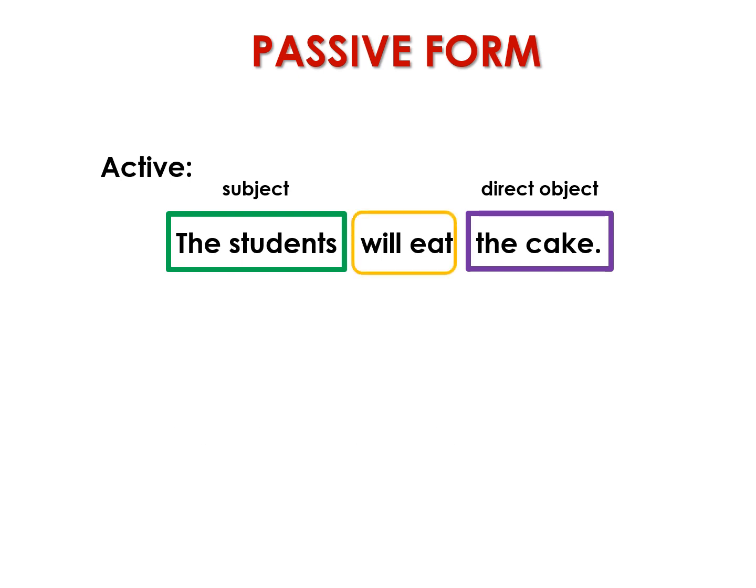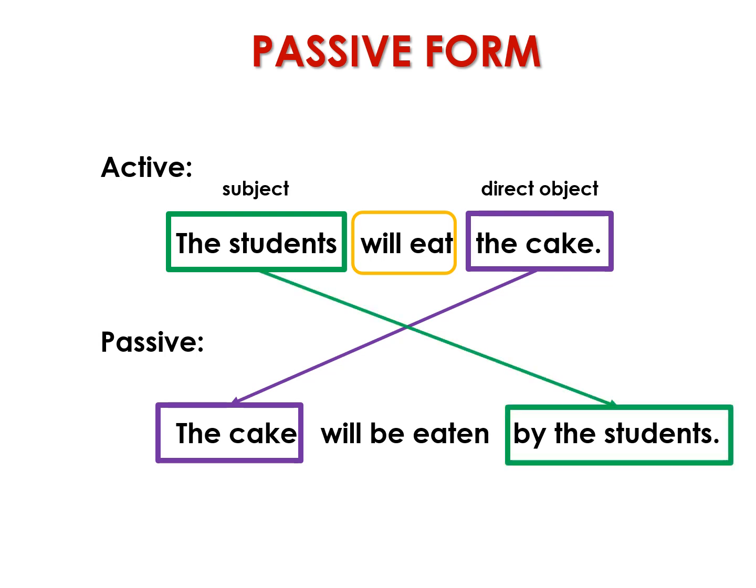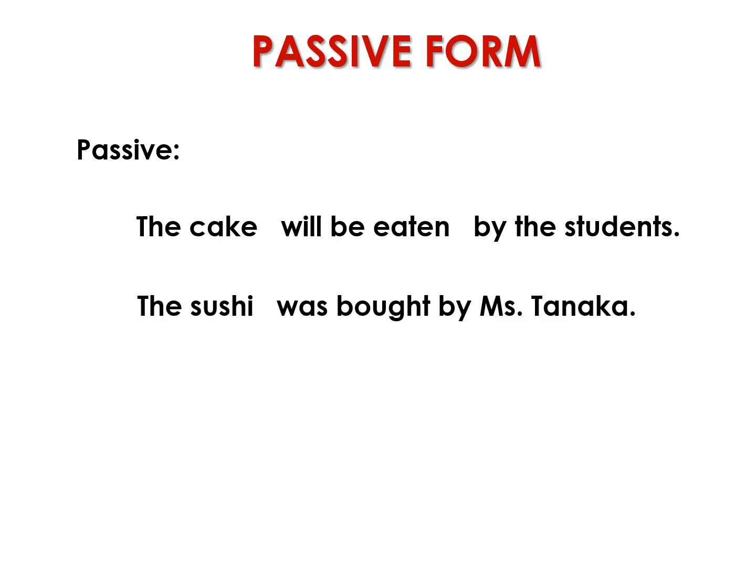Now in a passive sentence, the direct object becomes our subject. The cake will be eaten by the students. The students now becomes by the students, and our verb now becomes will be eaten. Will be eaten is the passive conjugation, and we will learn how to make this, as well as make passive sentences in Japanese. Here are some more examples of passive sentences.